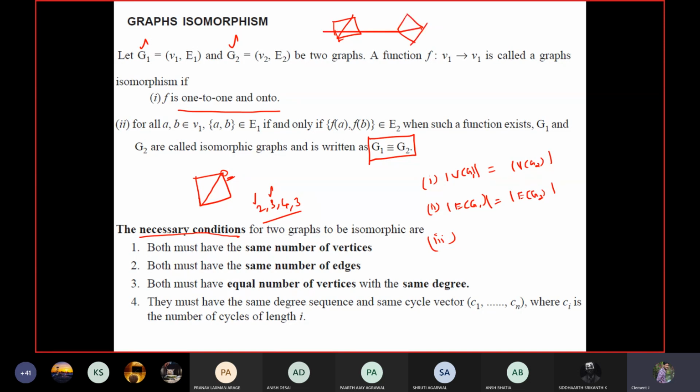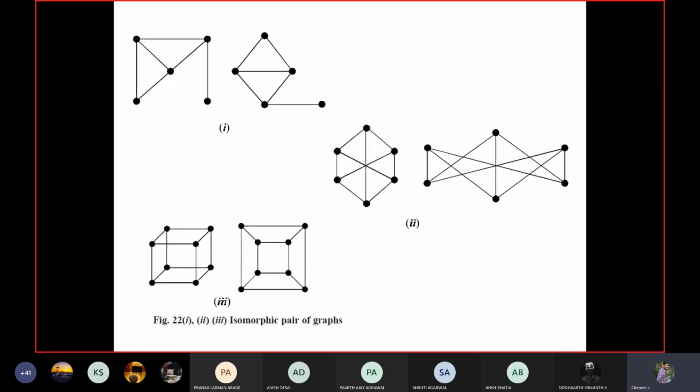You need to check whether it has the same number of vertices, the same number of edges, and follows the same degree sequence. Also, one more thing: if the given graph has a cycle, you need to have the same cycle length in the other graph also. Anyway, let us check the first problem. Here they have given two graphs, maybe a set of three graphs.